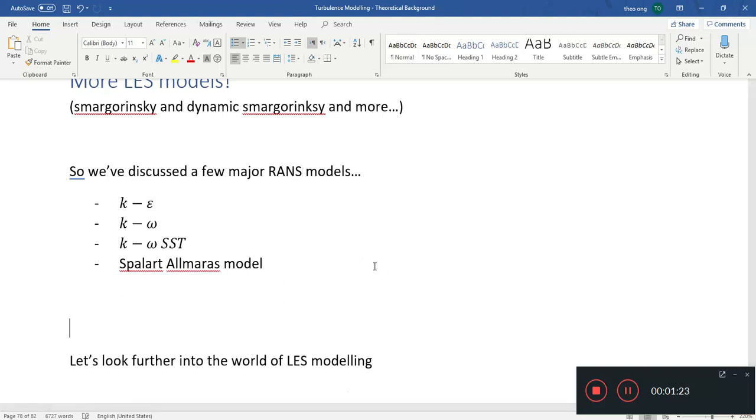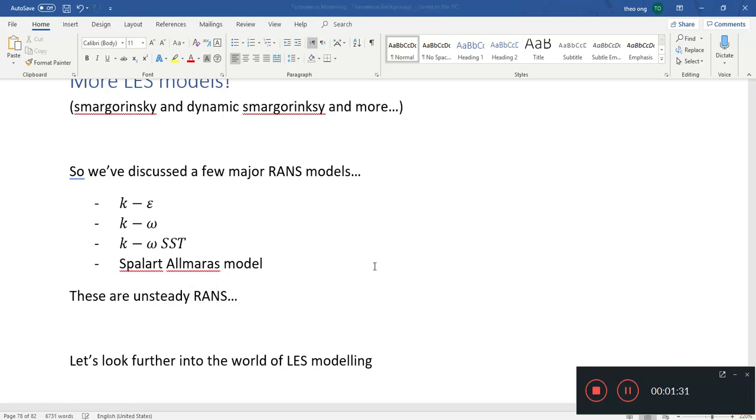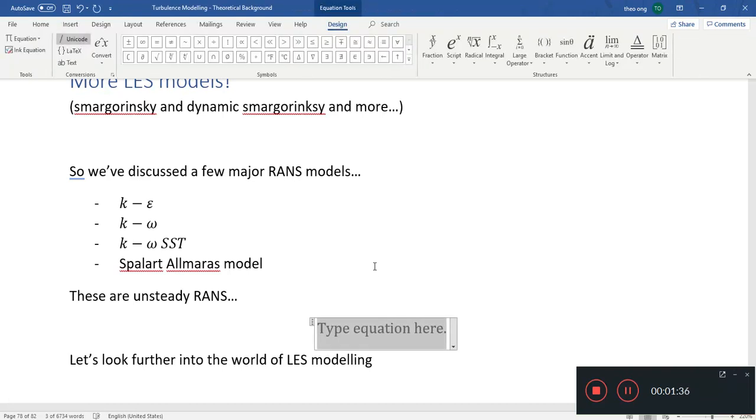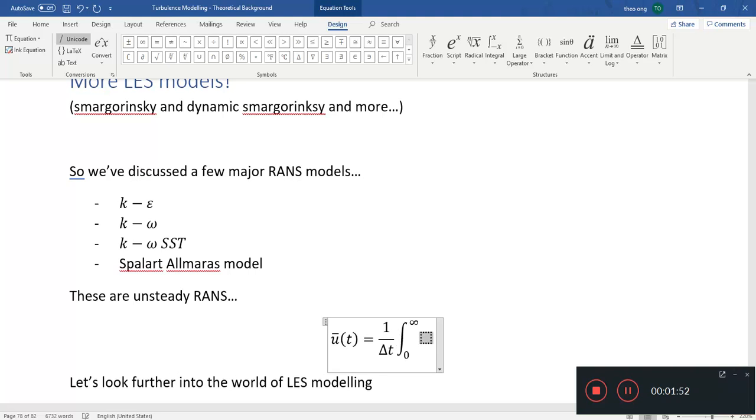So these are unsteady Reynolds average Navier Stokes. Why is it so? Because in classical Reynolds average Navier Stokes, you want to do a time average of the velocity. So it's 1 divided by delta t, integrate from 0 to infinity u of t dt.